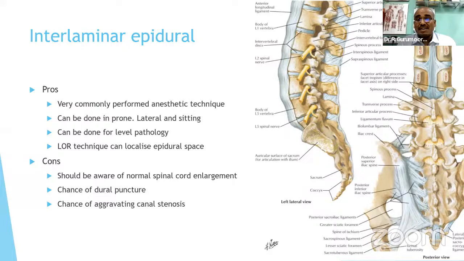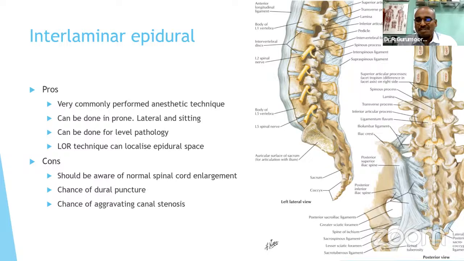You can't do it at L1 and L2. You can do it, nothing wrong, but you should be very careful. In the cervical region, you should be very careful. In the thoracic region, again, you should be very careful because the epidural space is very small. We should be very careful in moving those structures. Again, even though we are using an LOR technique, there may be a minimal chance of dural puncture. If you are injecting a drug, instead of injecting into the epidural space, if you inject anything in the arachnoid space, it's going to be a nightmare for the patient. It will cause severe arachnoiditis.